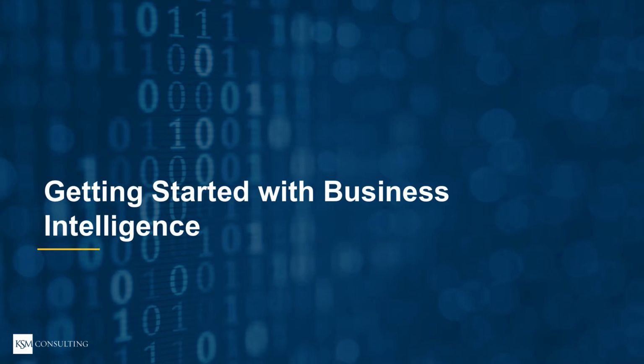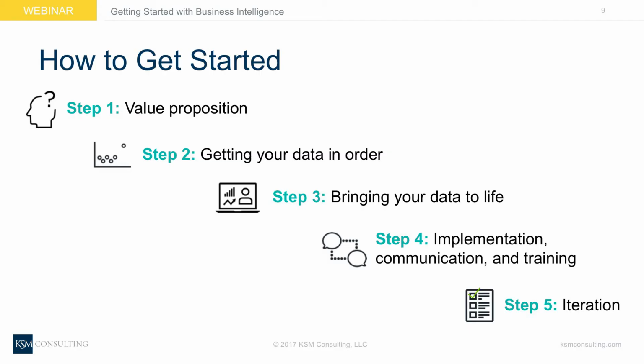So transitioning away from the current landscape, we're going to take you through 5 somewhat easy, some of them complicated, steps to get you started with business intelligence in your organizations. The first one is the value proposition. So we'll highlight that. We've got a few steps there, and then we'll talk about getting your data in order, how you bring that data to life with those visualization technologies we spoke about in the landscape, and then probably the most important step that often gets overlooked, which is the implementation, communication, and training, and then continually iterating on your reports and dashboards.